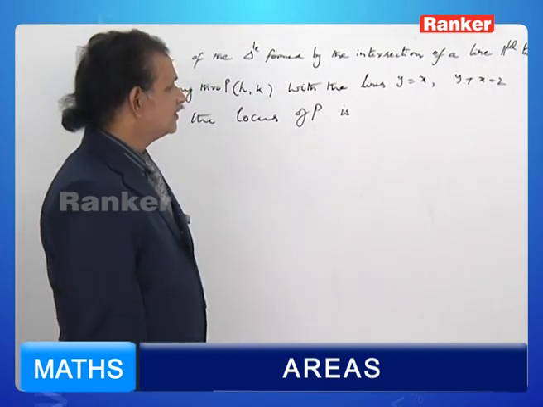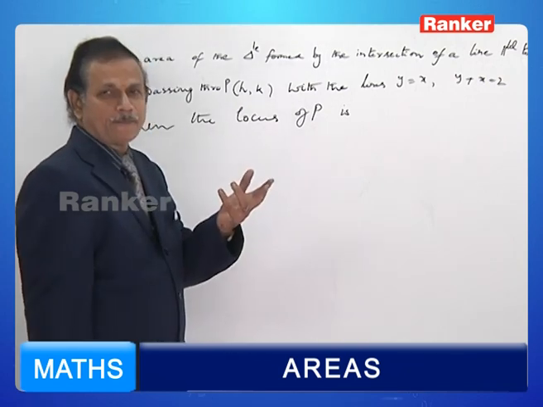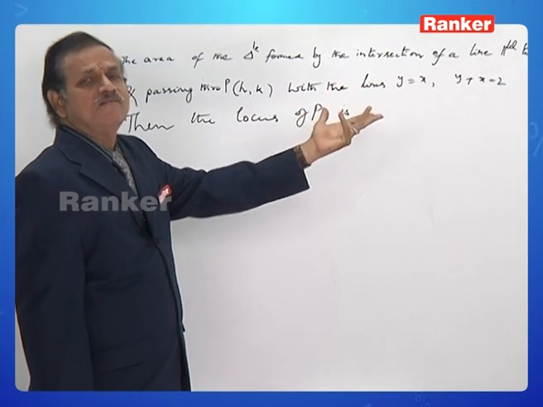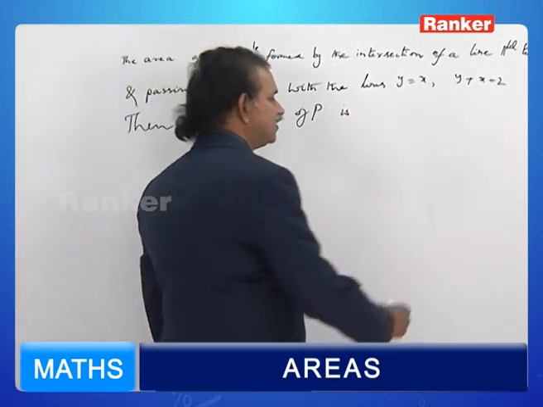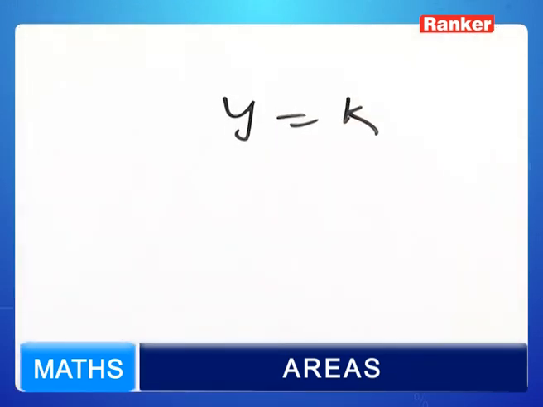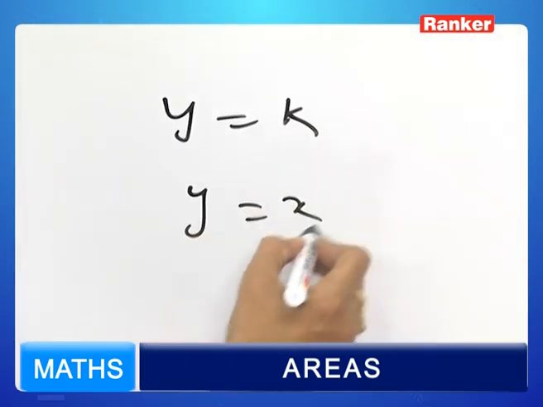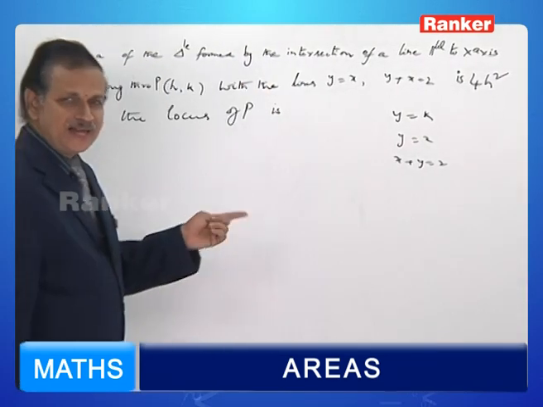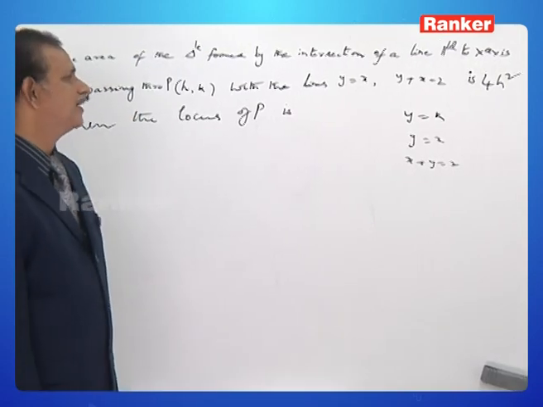Formed by the intersection of a line parallel to the x-axis passing through (h, k). What is the general form of a line parallel to the x-axis? y is equal to something, but it passes through (h, k). So the very first line is y = k, with the lines y = x and x + y = 2. This area is 4h square. That area is 4h square.